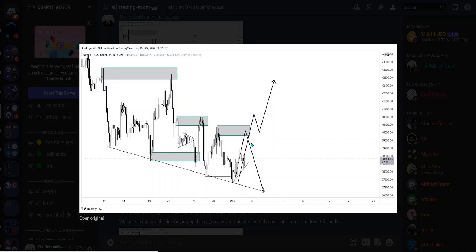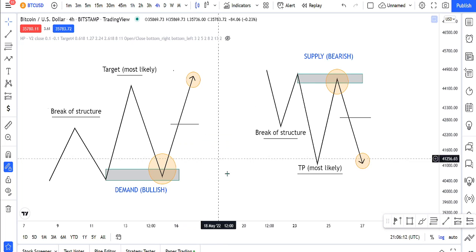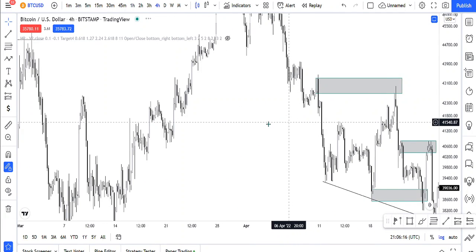As you guys can see, I marked it up. So if price impulsively broke through, it's probably going to retest and go higher. And if it just retested, it would have went lower. And this was a Bitcoin trade. So if we go back here, I'm going to actually just show you guys this.